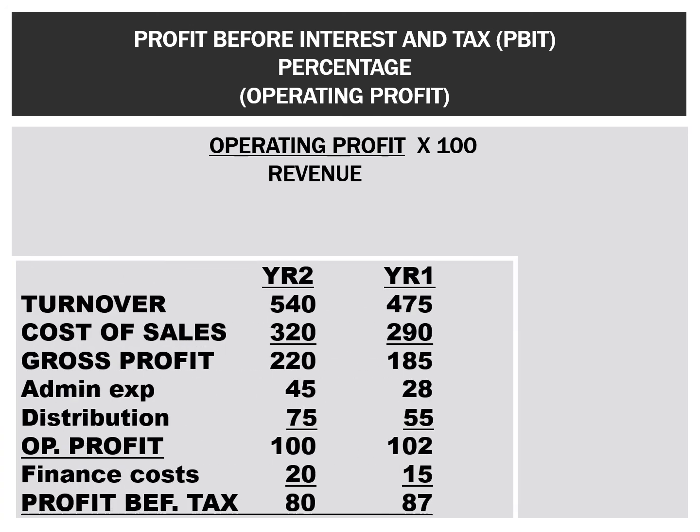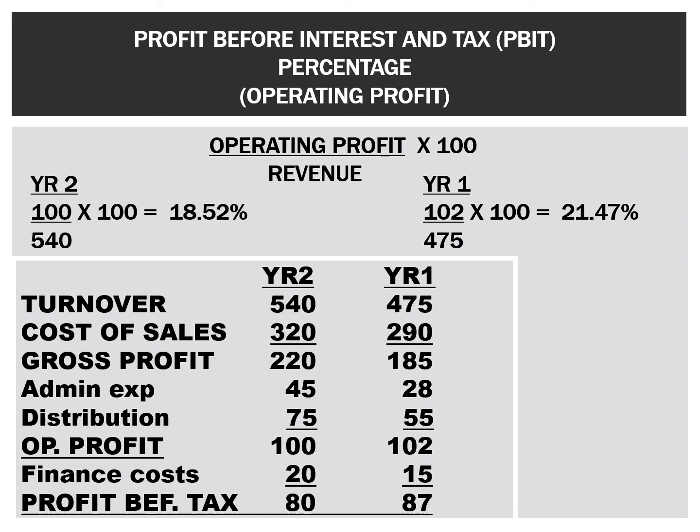So there are the figures from the example that you have, and so for year one it's the operating profit of 102 as a percentage of the turnover revenue figure of 475, which gives you an operating profit of 21.47, and for year two there's a lower operating profit of 18.52. So that's not a good thing that the operating profit has been reduced.